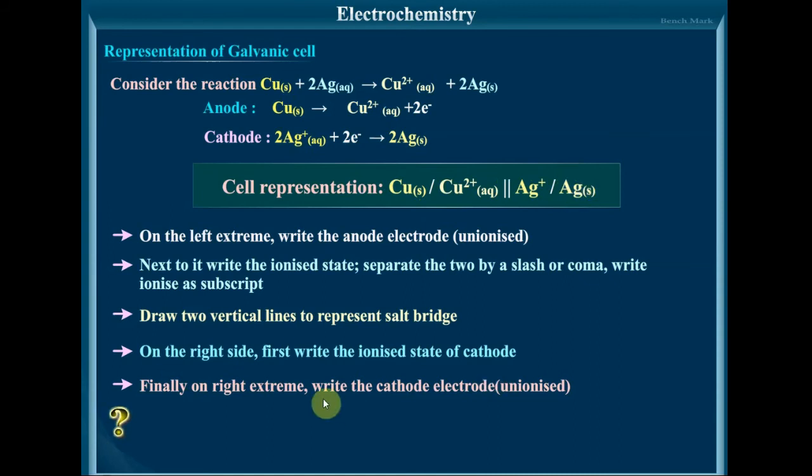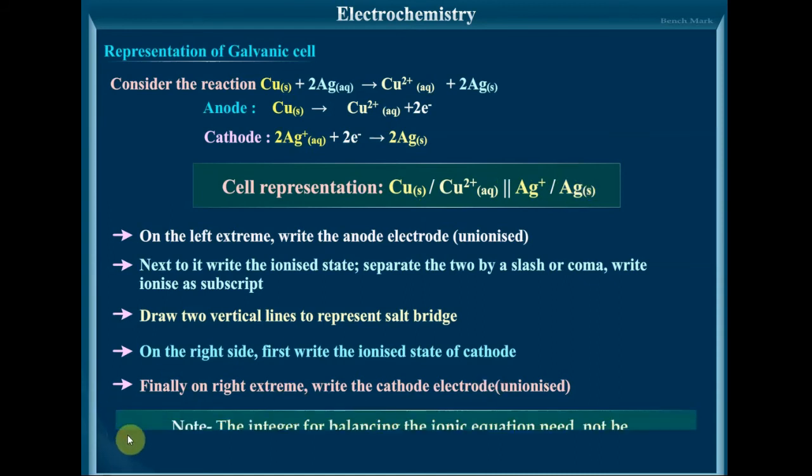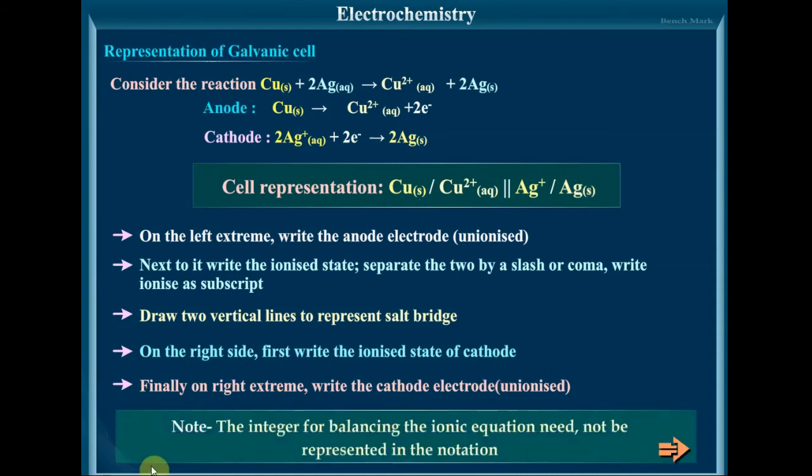And one very important point to remember is we need not write the coefficients from the balanced equation. In the balanced equation it is 2Ag, but that need not be represented. Without that only, we can represent the galvanic cell.